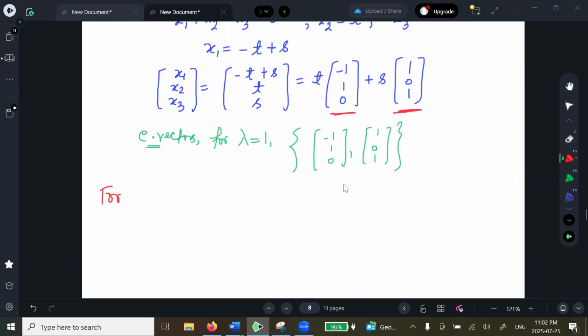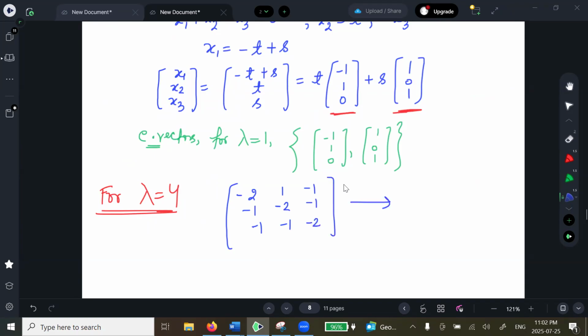For lambda equals 4 now. Okay, let me write down my matrix A minus 4I. So I'm going to subtract 4 from the diagonal entries of A. So I got negative 2, 1, negative 1, 1, negative 2, negative 1, negative 1, negative 1, negative 2. And again, I find the RREF. And when I have the RREF, I do the same thing. I find the null space, like above.